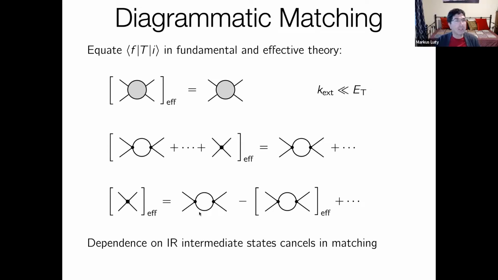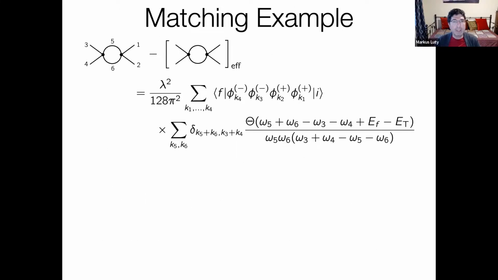And so the dependence on the low energy states is going to cancel in this matching, right? So that is a crucial feature of matching. It's the separation of scales. It's telling us that the coefficients in the effective Hamiltonian only depend on the physics of the states near the cutoff. They don't depend on IR stuff, okay? All right, and so I want to show you that this does in fact work in this effective theory, okay?